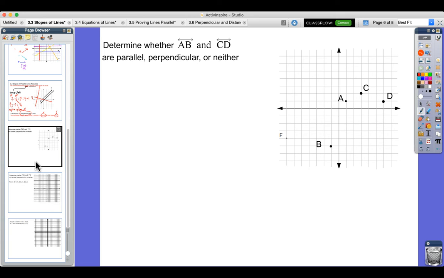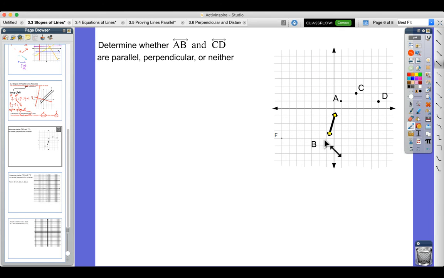Determine these lines, line AB. So they're saying line AB, meaning the connection between these two points. So we'll go from A to B right there. Let me extend it on this side so it doesn't look as awkward. Okay, that's line AB, and let's look at line CD right here. C to D. We're going to extend it this way as well. There you go. So are these lines parallel, perpendicular, or neither to each other?